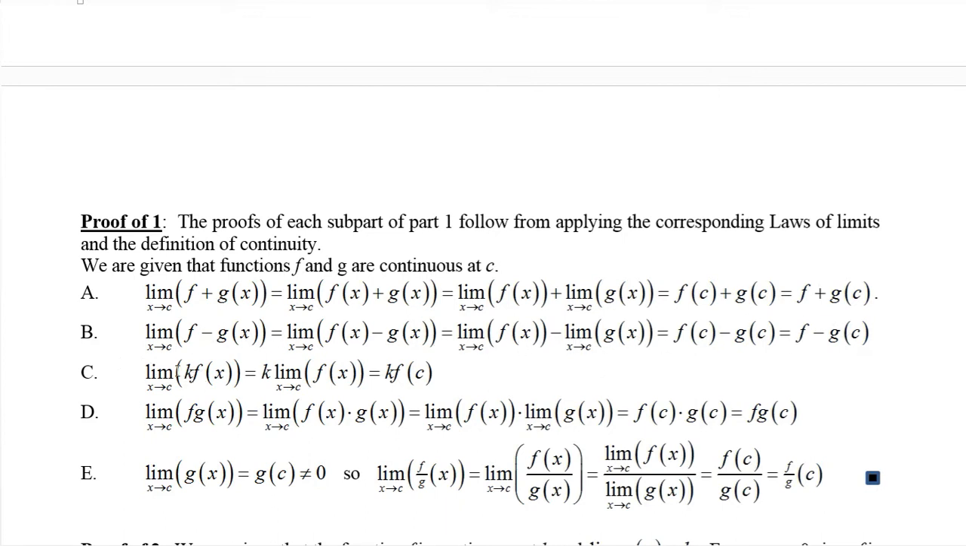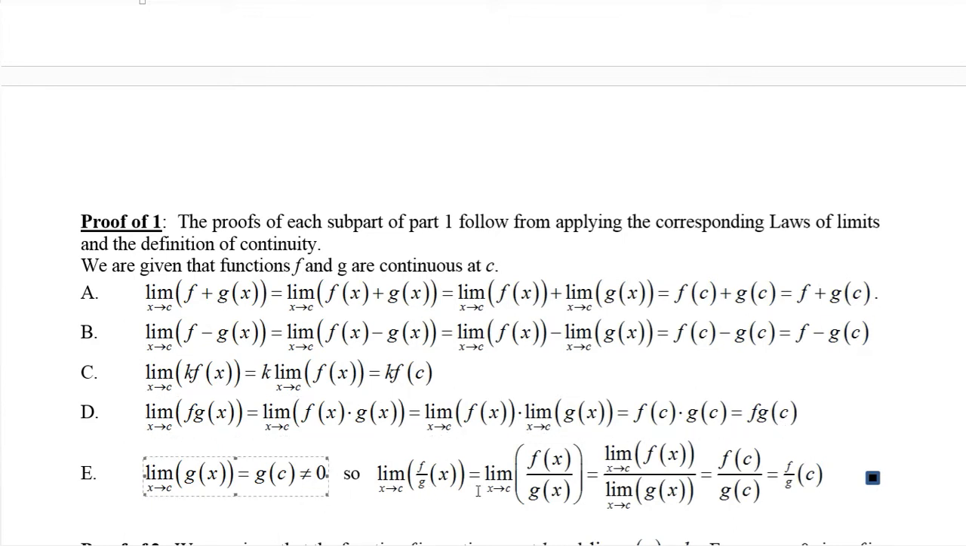This one works almost the same way, except now we're applying the constant multiple rule for our limits. The limit of some constant times f of x is the constant times the limit, and that limit is f of c, and so we get what we want, so that function is continuous. Similarly, the product function f times g of x is f of x times g of x. When we take that limit, the limit of the product is the product of the limits, provided those two limits exist, which are just f of c and g of c, and so that is f times g of c.